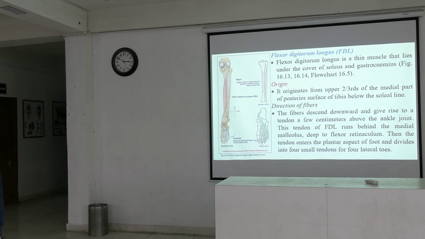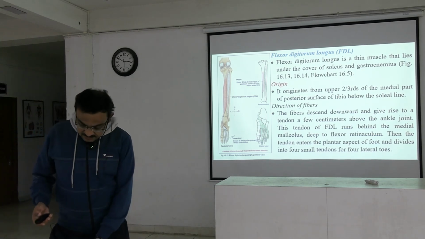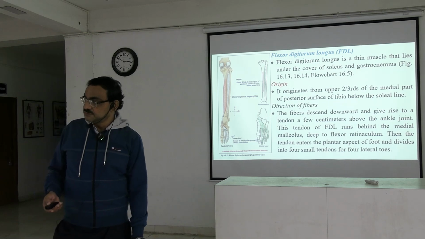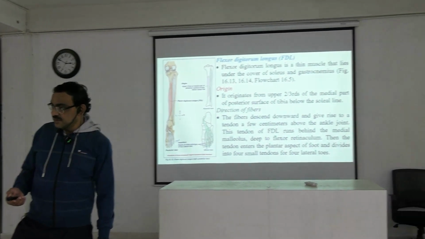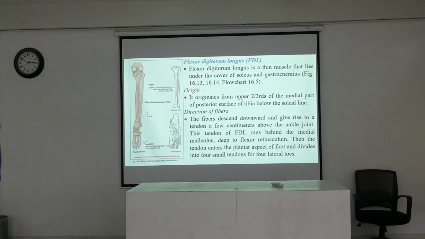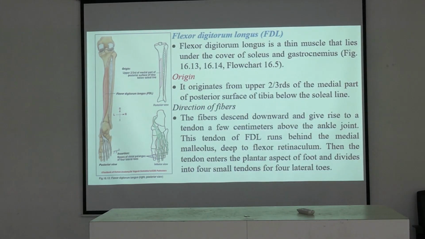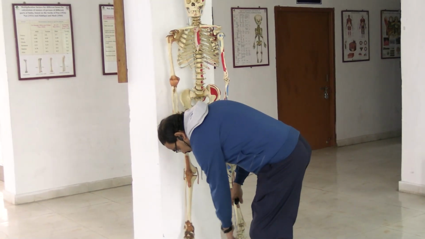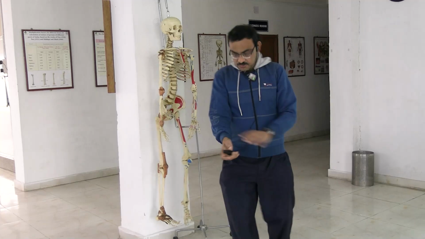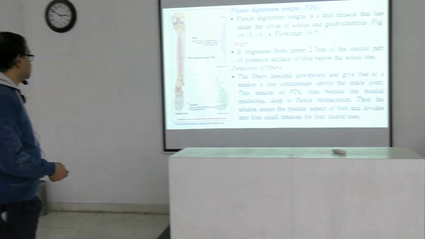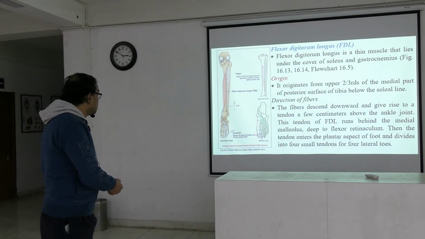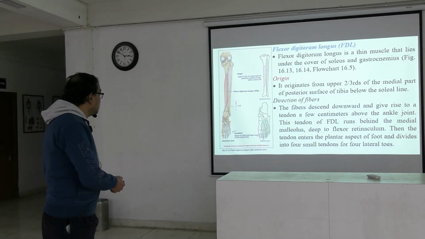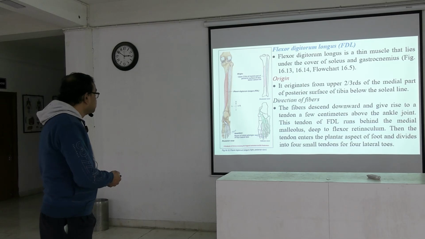Okay. And it maintains the longitudinal arch of the foot. As it is contracting, we are getting this longitudinal arch of the foot. Okay. There is a longitudinal arch. So that is being produced by this. So these are the tendons we can find. This is the area of origin and these are the tendons.